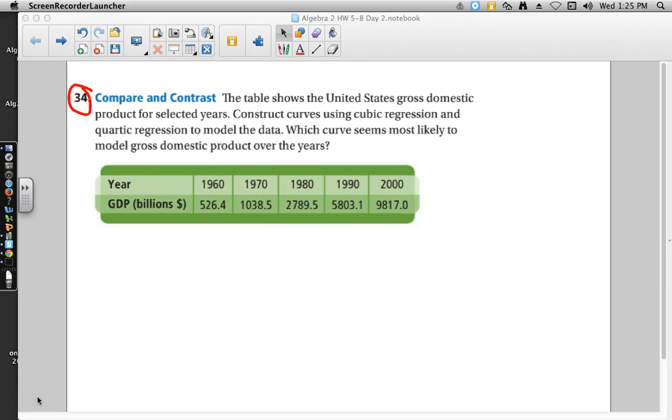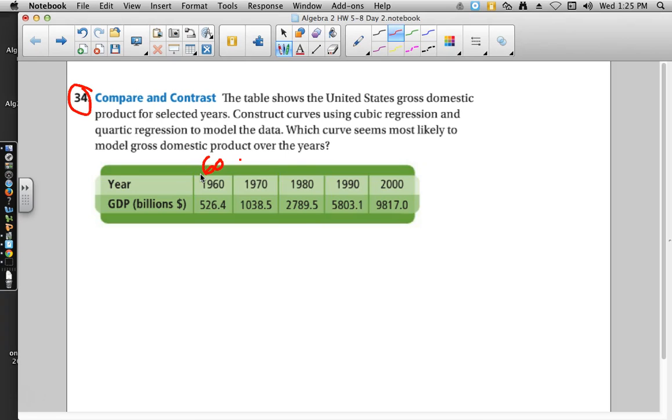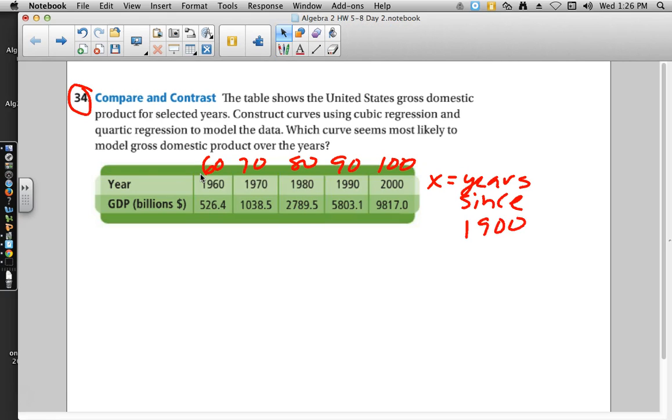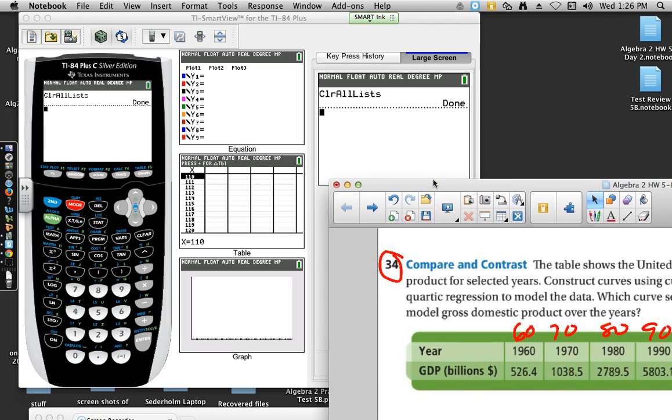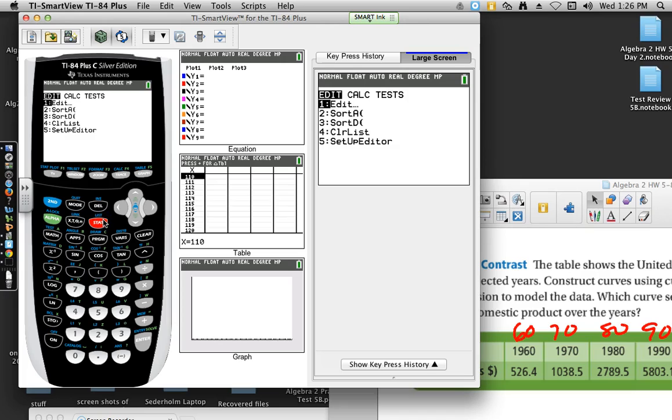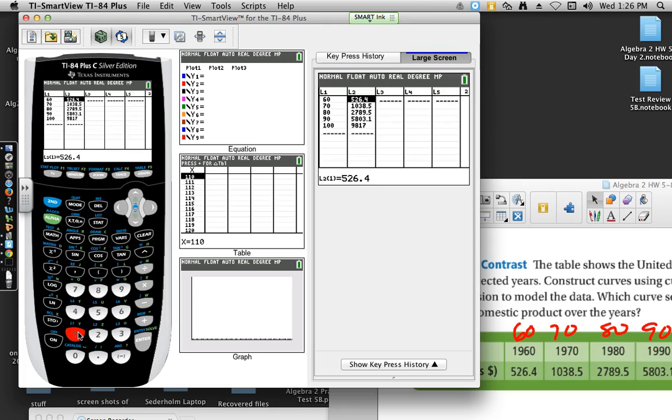And so one of the first things that I thought I was going to do is go ahead and use 60, 70, 80, 90, and 100 here, and my x values will actually be years since 1900. When I do that, what I need to do is get this information into the calculator because they want cubic regression and quartic regression for those models. So I put the information in underneath stats, edit. So it's already in there and ready to go for both of our cubic and quartic regressions.